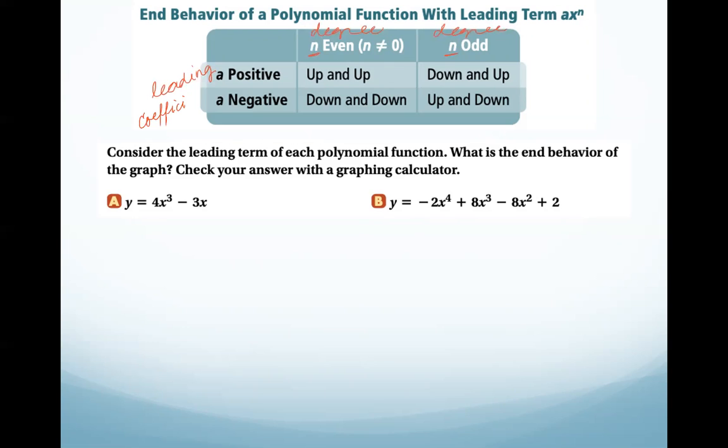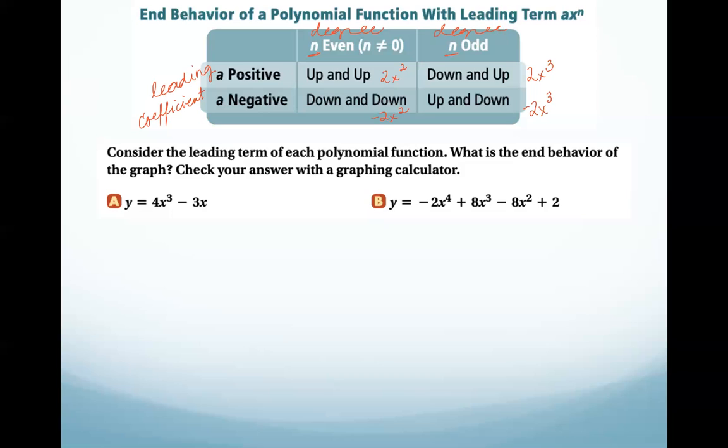Coefficient is positive or negative. So this is the graph we just did. If I have positive even degree, that would be something like 2x squared. If I have a negative even degree, that'd be something like negative 2x squared. If I have a positive odd degree, that would be something like 2x cubed. And a negative odd degree is something like negative 2x cubed.